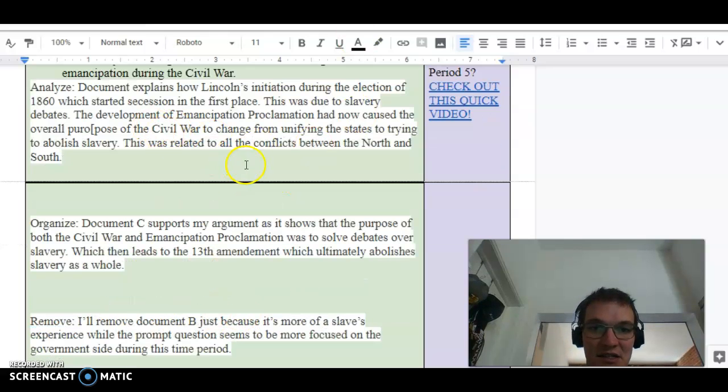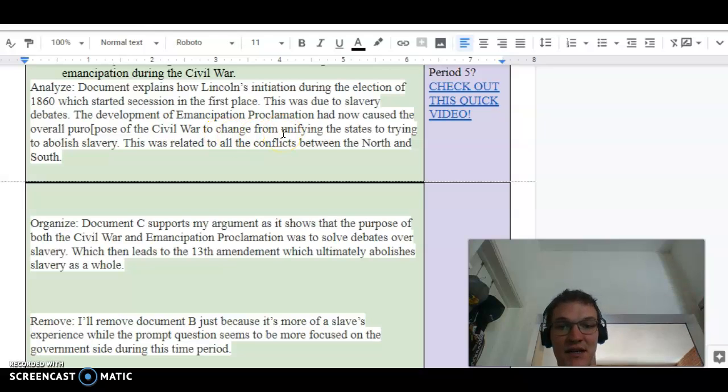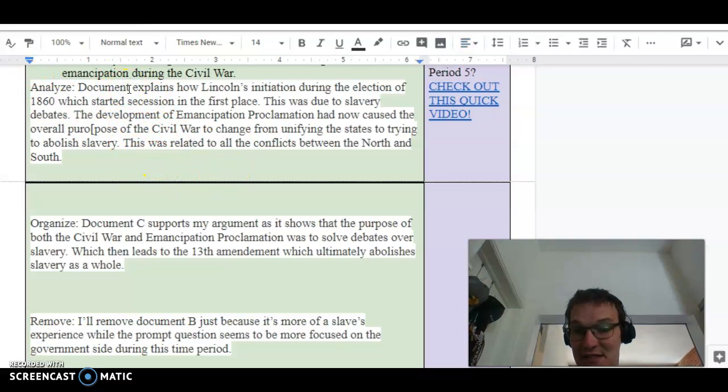And then I actually think this was one of the stronger ones that I saw, right? Lincoln, right? The development of the Emancipation Proclamation to change from unifying the states to trying to abolish slavery. So they're getting really close here, though I wish they'd actually mentioned this is document A. And he's saying Lincoln in document A wanted to unify the states. But as the war goes on, he's going to want to free the slaves. And so document A, he's not quite there yet.